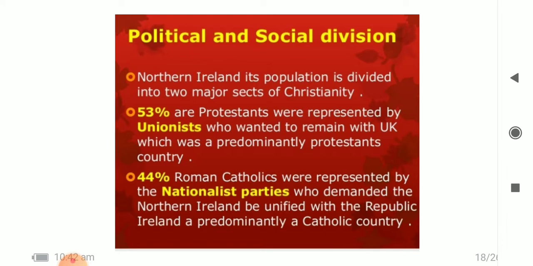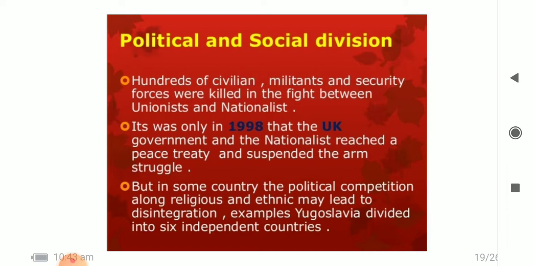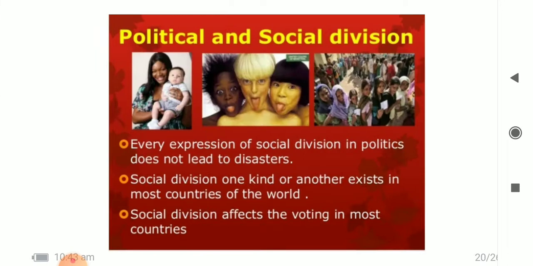Hundreds of civilians, militants and security forces were killed in the fight between Unionists and Nationalists, and between the security forces of the UK and the Nationalists. It was only in 1998 that the UK government and the Nationalists reached a peace treaty and suspended the armed struggle. But in some countries, political competition along religious and ethnic lines may lead to disintegration, for example Yugoslavia, which divided into 6 independent countries. Such examples lead some people to conclude that politics and social division must not be allowed to mix. But every expression of social division in politics does not lead to disaster.